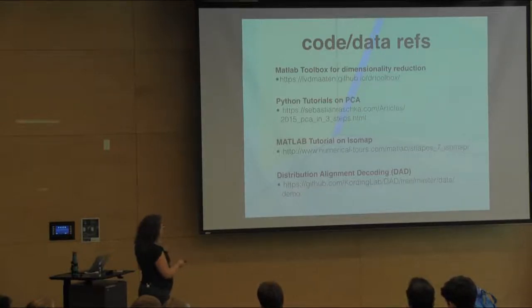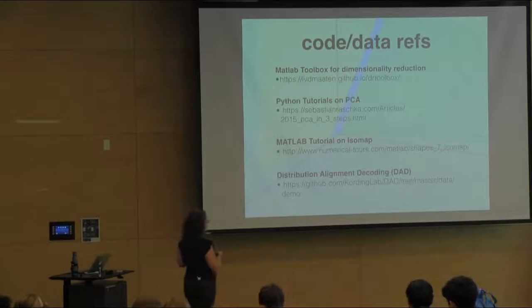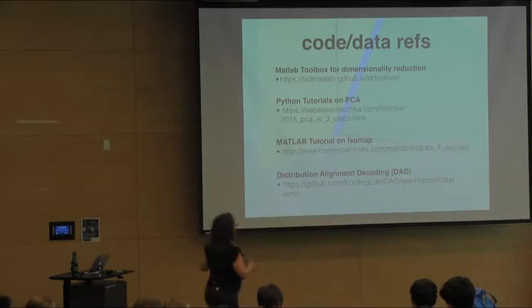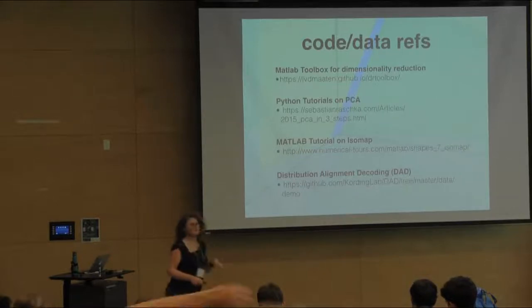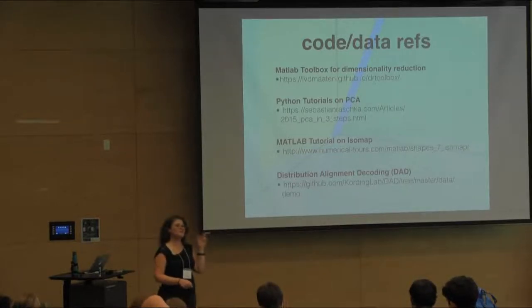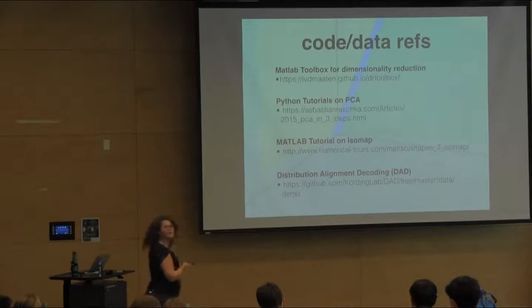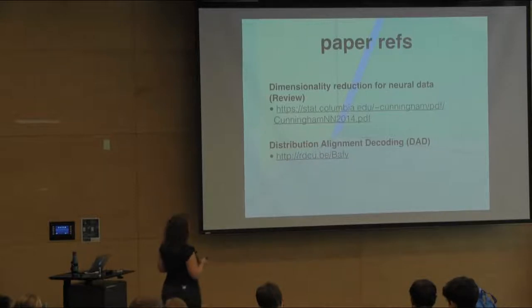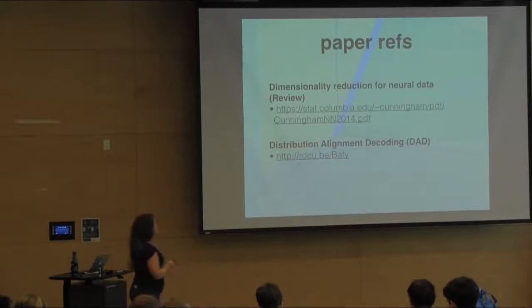And then, if anyone's interested, we have these data sets, at least for the movement decoding piece, on GitHub. If anyone's interested in using those for your projects or just moving forward, definitely reach out to me. I'll also have a link here just to the demo data, and then we have some extended ones that you might choose to play with. And then some nice reviews on dimensionality reduction for neural data, and a link to our paper as well.